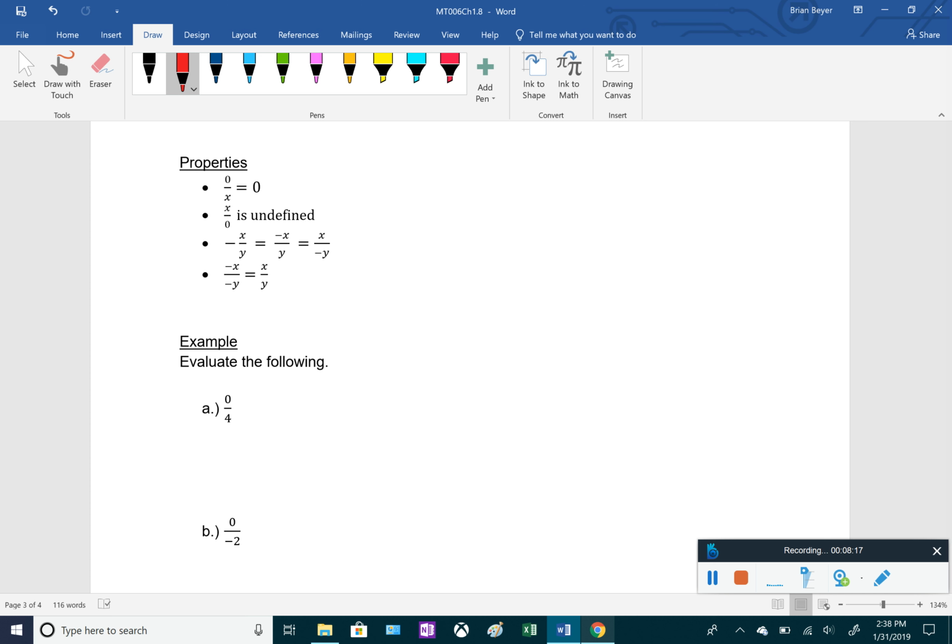And I think I wrote this in the previous section. For the third property, if we have negative x over y, the negative can be out front, in the numerator, or in the denominator. They all mean the same thing. And if we have a negative over a negative, we're dividing negatives, they cancel, and we get a positive.